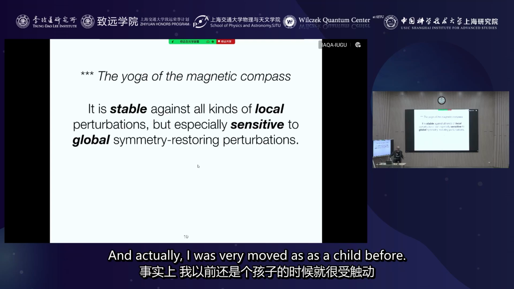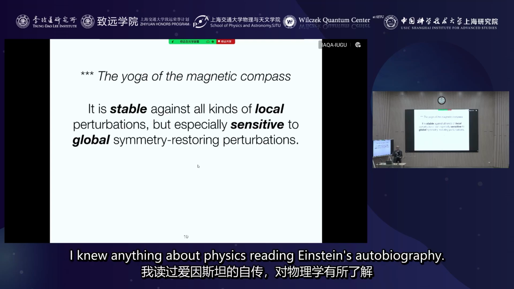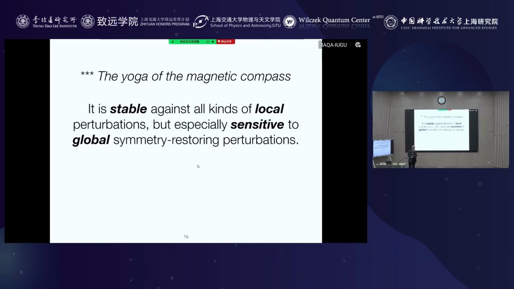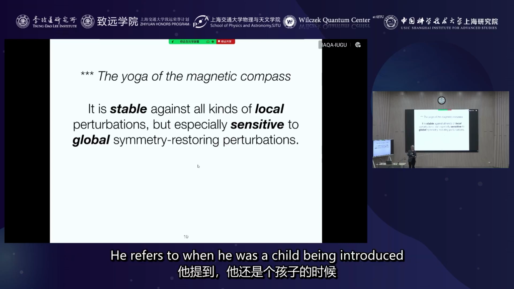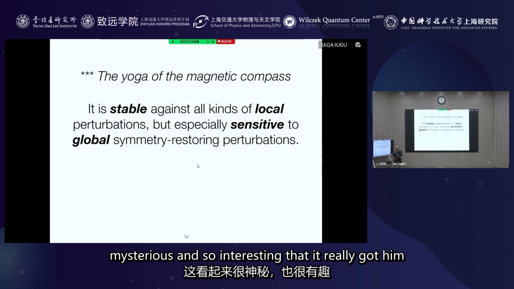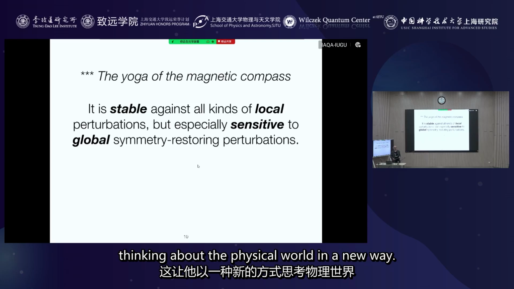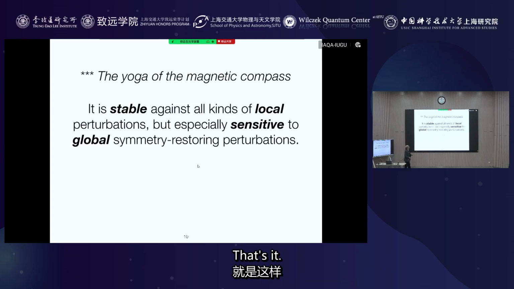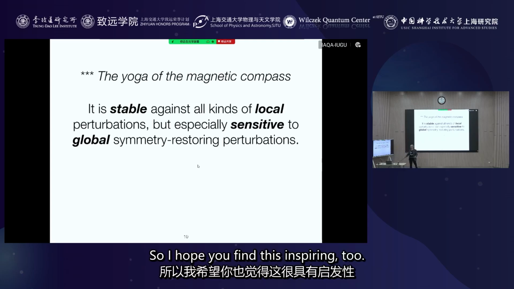And actually, I was very moved as a child, before I knew anything about physics, reading Einstein's autobiography. He refers to when he was a child being introduced to a magnet, and that seems so mysterious and so interesting that it really got him thinking about the physical world in a new way. So I hope you find this inspiring too.